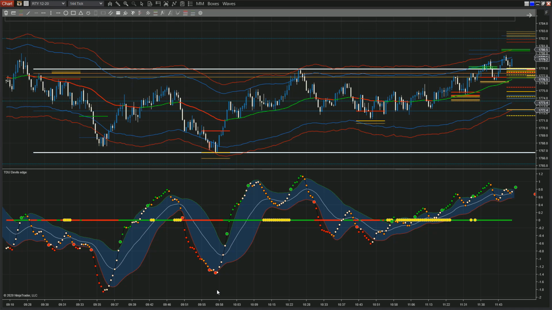Now we come down here again. I don't get great separation. I do get outside, but I'm right at a 618, right at a golden zone. Boom, up we go. So let's go to the next one.